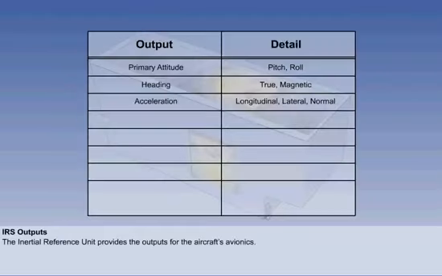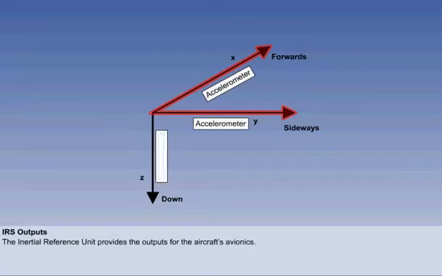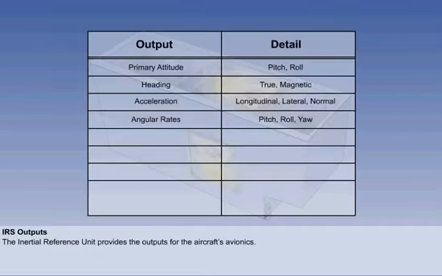Acceleration is measured in the longitudinal, lateral and normal sense, in other words, forwards, sideways and down. Note that, unlike INS, we now need 3 accelerometers, not 2. Also, notice that the horizontal accelerometers are not north and east this time. They are longitudinal and lateral. The IRS gives angular rates of pitch, roll and yaw, just as the INS did. And it gives inertial velocities north-south, east-west and ground speed, as the INS did.